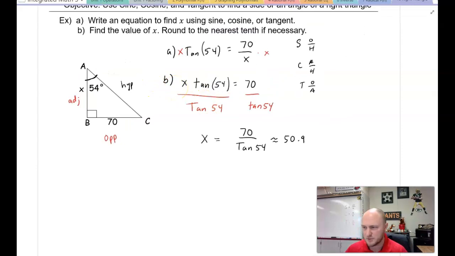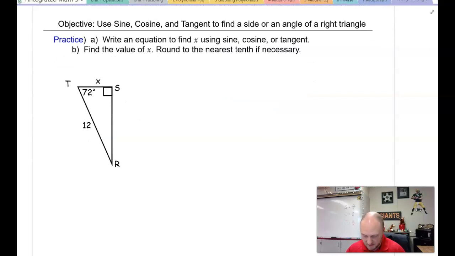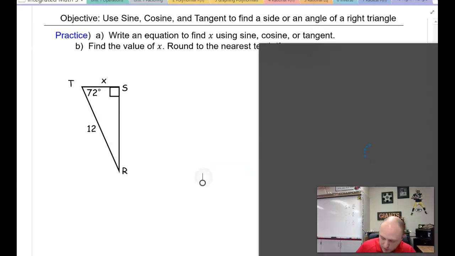I do have a practice problem for you here. Go ahead, please pause the video, and then I'll show you the equation first, and then you can pause it again and solve it if you want that double step. Okay, pause the video. All right, hopefully you paused the video.